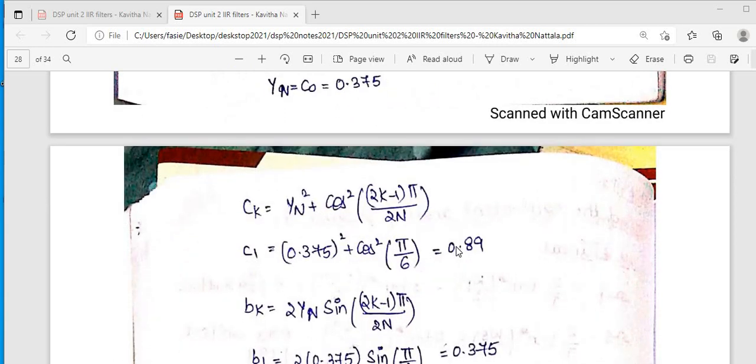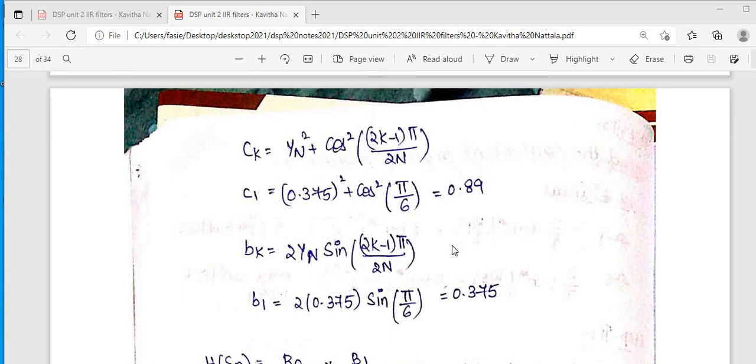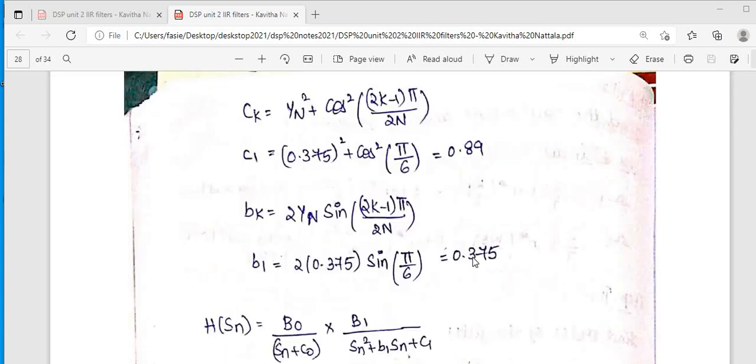Then bk we can write as 2yn sine of (2k minus 1) by 2n of pi. So with the n value and yn we substituted, sine of 2k. Putting k is 1, so 2 times 1 is 2, minus 1 is 1, so 1 pi by 2 threes are 6. So pi by 6, if you do it, you get b1 as well.